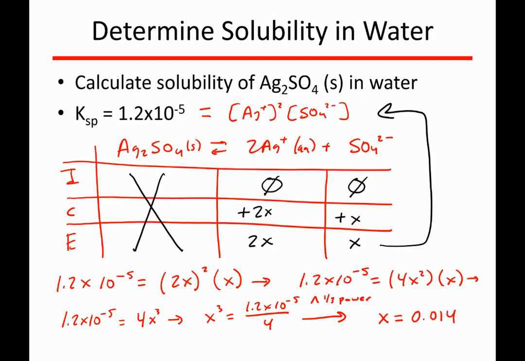Now, we have to think about what this value of x means. In this ICE table, x refers to the extent of the reaction, right? It's telling you how much SO4 2- is being produced, but it also would be telling you how much of the Ag2SO4 has been consumed. It's telling you the extent of this reaction. How far is it traveling to the right? And so what x represents is the water solubility of this Ag2SO4. So whenever you're asked to find the solubility, what the problem is asking you to determine is, what is x in the ICE table? The value of x will always refer to the solubility when you're doing one of these Ksp problems. So x is the solubility.